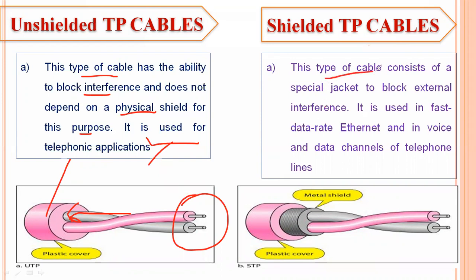Whereas the shielded twisted pair cable consists of a special jacket to block the external interference. This is a metal sheet, a jacket to block the external interference, and it is used in fast data Ethernet and in voice and data channels of telephone lines. So basically, this shielded twisted pair cable is used in telephone lines where we transfer the data in voice commands as well as the data channels.